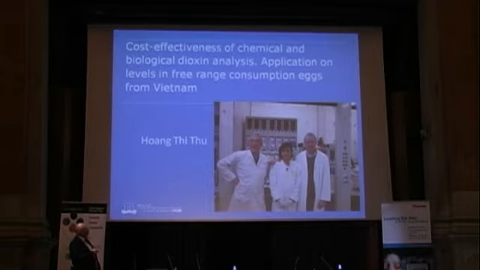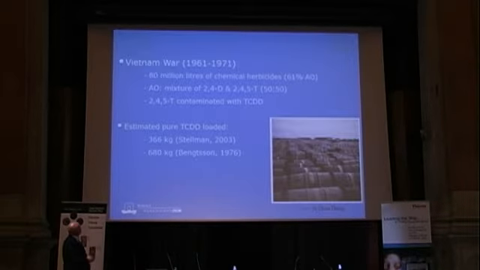Okay, this is during the Vietnam War. A lot of Agent Orange was used, and it was estimated that the pure TCDD was between 300 and 700 kilograms overall. And here you see, for instance, at the Bien Hoa airport in Vietnam, the vessels containing the Agent Orange.